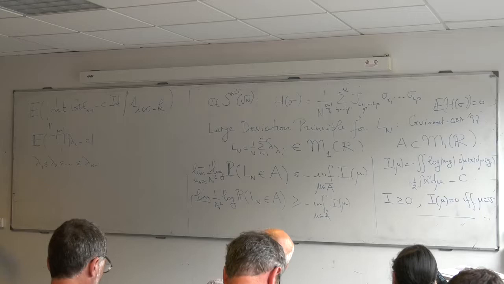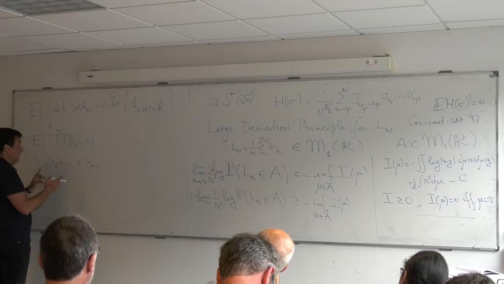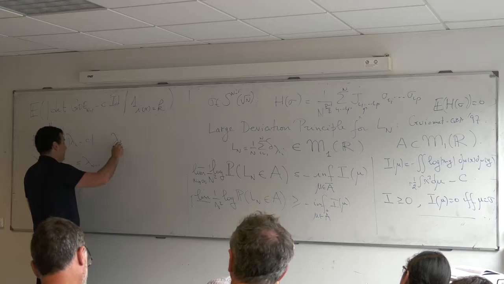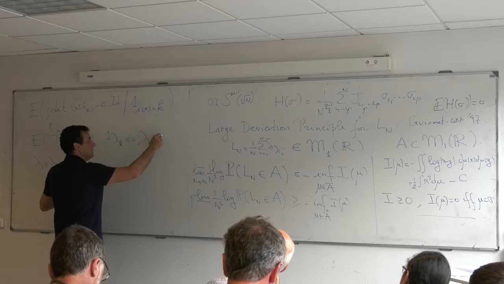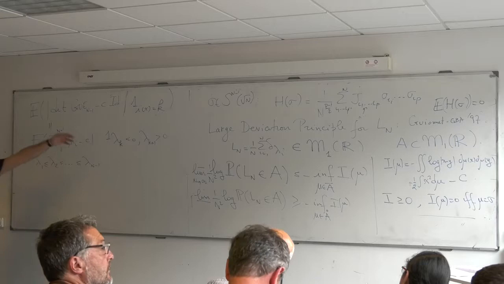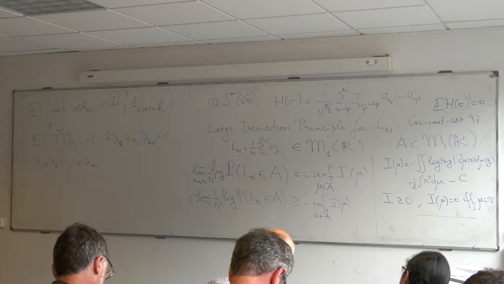Which I can, of course. And just for the, so now what does that mean? It means that I have k, so this means that lambda k is negative, and lambda k plus 1 is positive. Okay? That's what the index means. I have k eigenvalues which are negative, and the rest which are positive. All right, this is a little complicated.